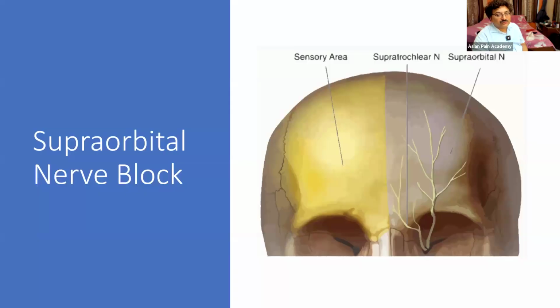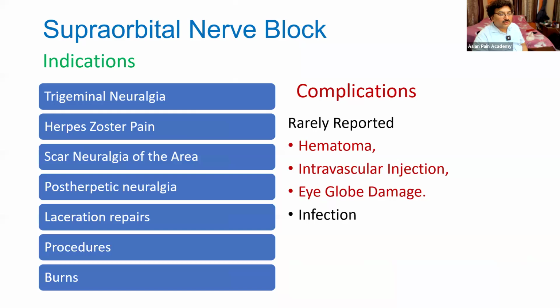So the supraorbital nerve has its sensory area in the forehead. It can be indicated especially when there is pain involving the forehead. Which type of pain can be blocked? I have already told you about trigeminal neuralgia involving a specific division; we can go for it. Post-herpetic neuralgia, we can go for it. If there is a scar neuralgia, we can go for it.